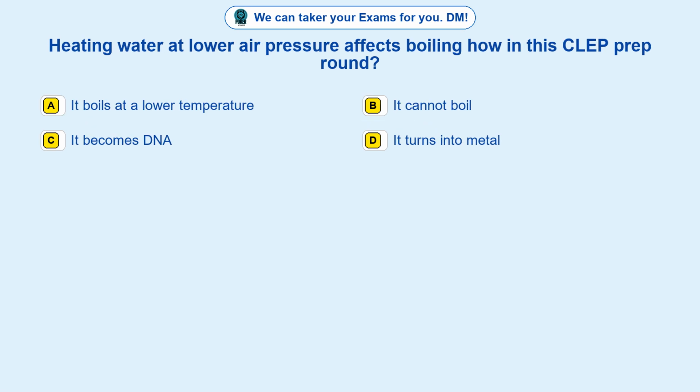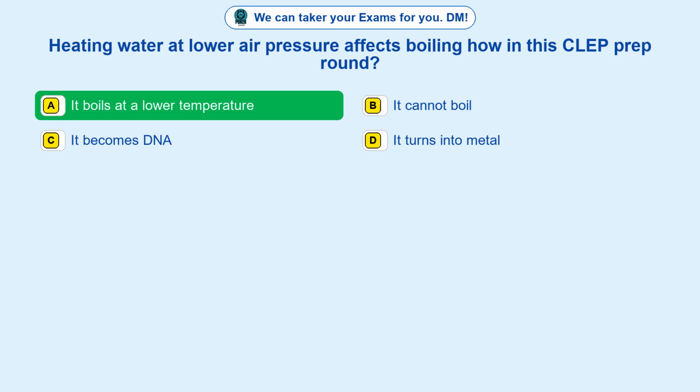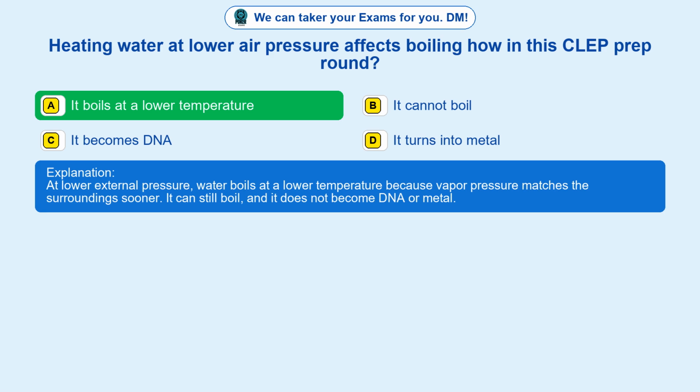Question 48. Heating water at lower air pressure affects boiling how in the CLEP prep round? Option A. It boils at a lower temperature. Option B. It cannot boil. Option C. It becomes DNA. Option D. It turns into metal. The correct answer is option A. It boils at a lower temperature. At lower external pressure, water boils at a lower temperature because vapor pressure matches the surroundings sooner. It can still boil, and it does not become DNA or metal.